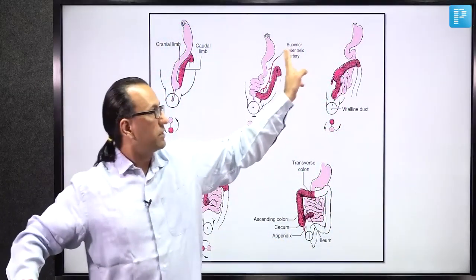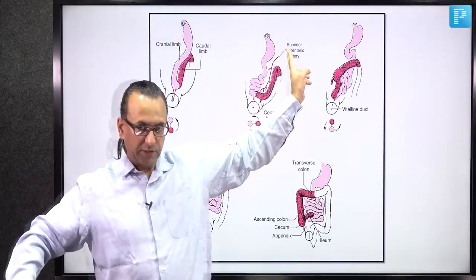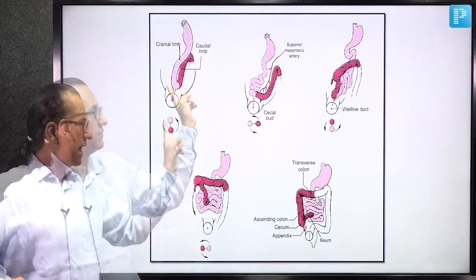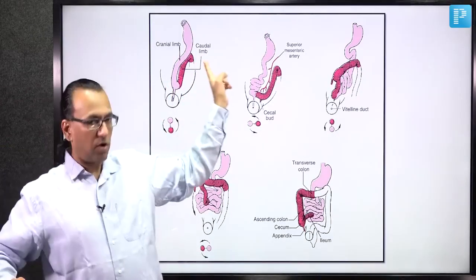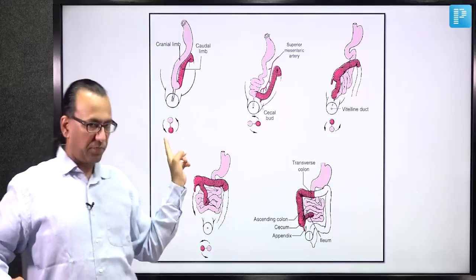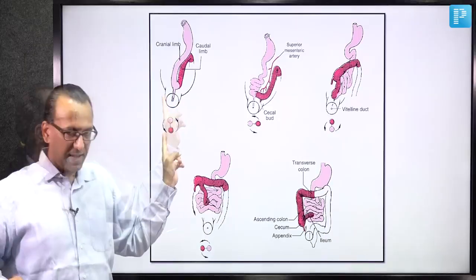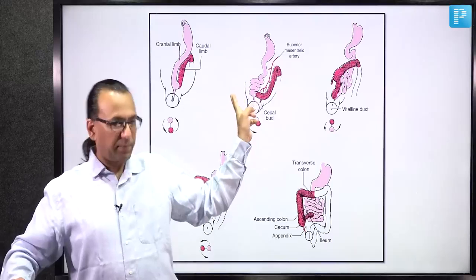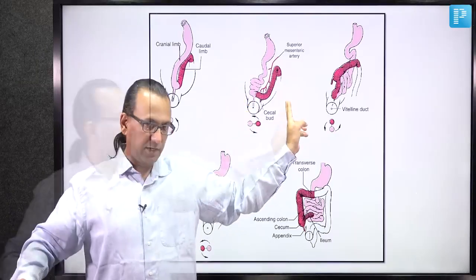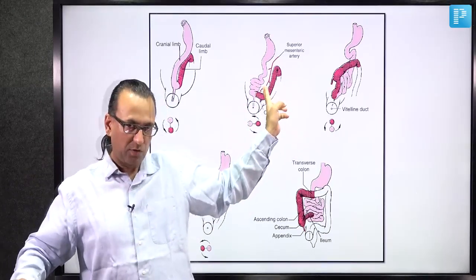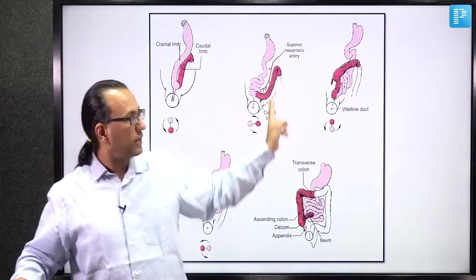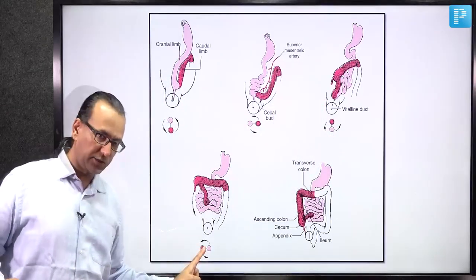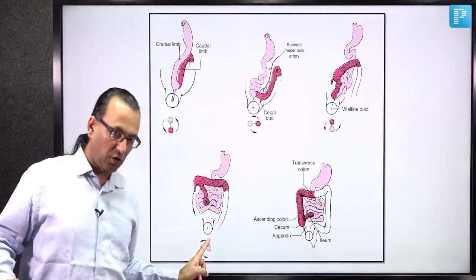So here you can see the superior mesenteric artery is the axis of rotation, and there is a high point which is the cranial limb or the DJ, and then there is the caudal limb or the IC. In the beginning, they are superior and inferior inside the umbilical cord as they enter. Then they rotate by 90 degrees anti-clockwise so that the DJ becomes right-sided and IC becomes left-sided. Now they start regressing back into the abdominal cavity, and while doing that, they rotate another 90 plus another 90 degrees. Total 270 degrees anti-clockwise rotation.